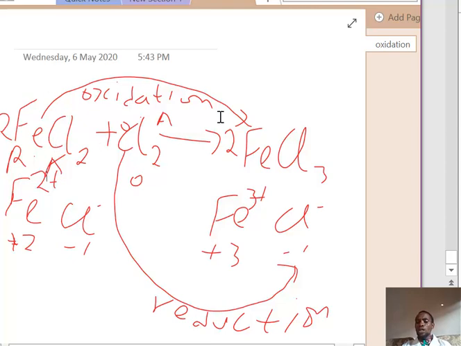So iron has increased. When you look at it, reduction involves a decrease in oxidation number. This chlorine is 0 to -1. So there is a reduction in oxidation number. So oxidation is the increase in oxidation number, while reduction is a decrease in oxidation number.